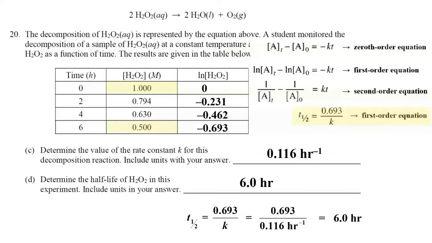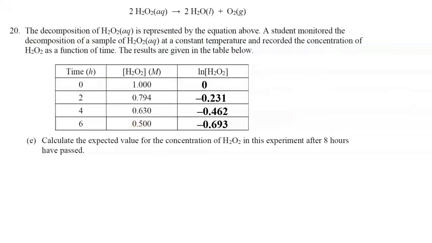All right, there's one more part in this question. This is number 20, part E. Calculate the expected value for the concentration of hydrogen peroxide in this experiment after 8 hours have passed. Now that means we have to go an extra 2 hours in the table, but again, this is not about half-life. The half-life is 6 hours, so 8 hours is not a multiple of 6. Let's use the integrated rate law equation for first-order kinetics. Let's plug in everything we know.